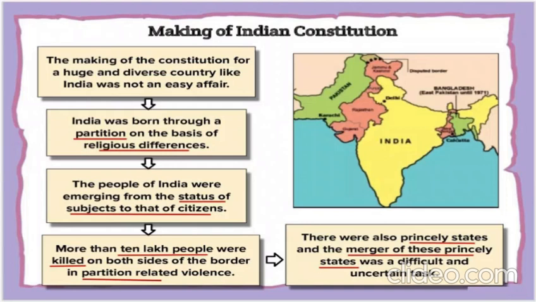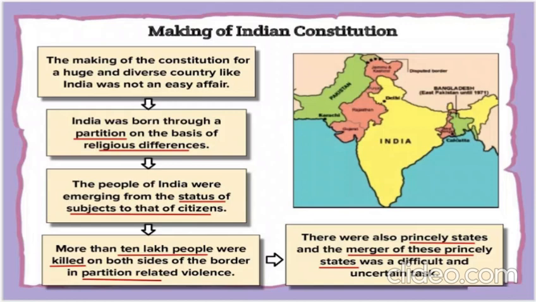India was born based on the partition on the basis of religious differences, right? India and Pakistan, due to religious differences, partition had to occur. Now the people of India were emerging from the status of subjects, turning into citizens now. More than 10 lakh people were killed on the borders of Pakistan and India. Why? Because of partition. And there were the princely states, and the merger of these princely states was a difficult and uncertain task.